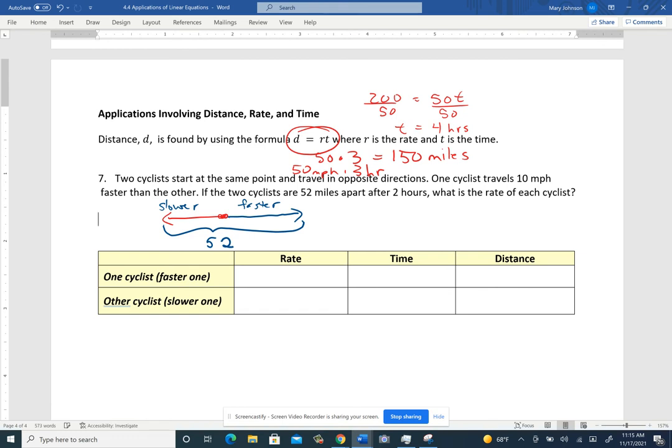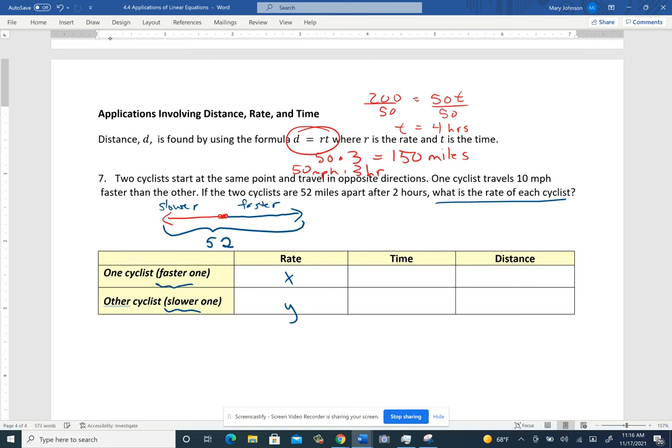All right, so I was just trying to read and understand. Sometimes drawing a picture helps me, so I wanted to share that. And it says, what is the rate of each cyclist? That's what we don't know, that's what we're looking for. So why don't we let X be the rate of one of them and Y be the rate of the other? I just decided to make one of them faster, the other one slower.